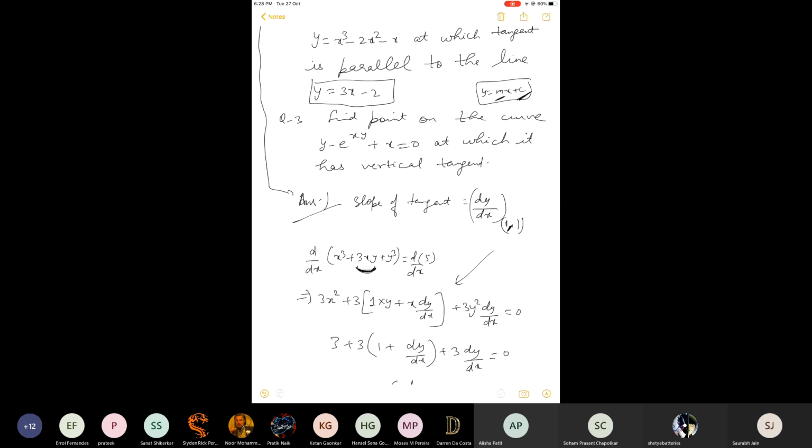Third question. All these questions are in the notes that I have shared. The solution, everything is written. Just concentrate on the practice part here.